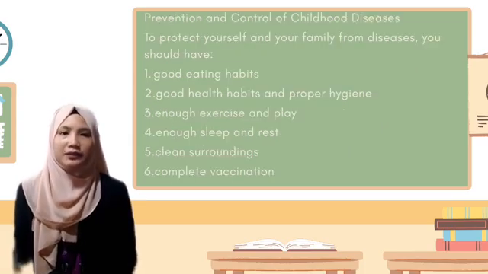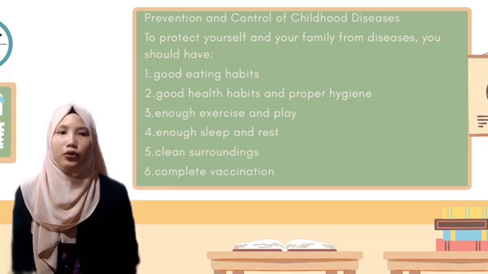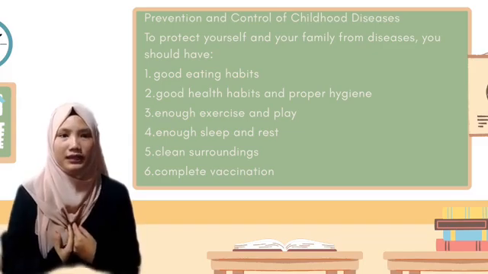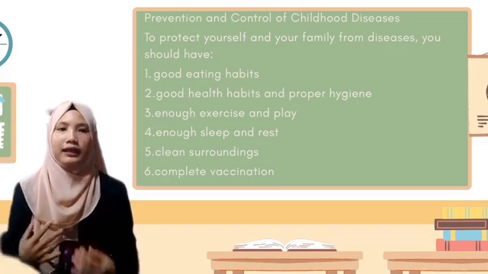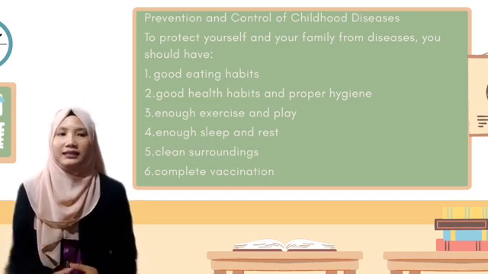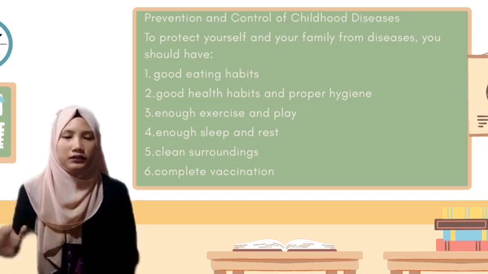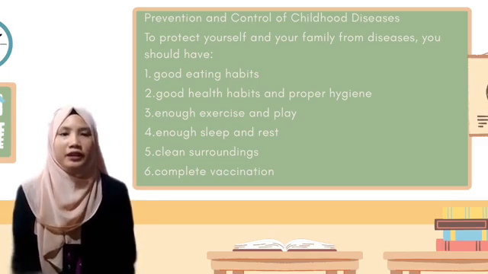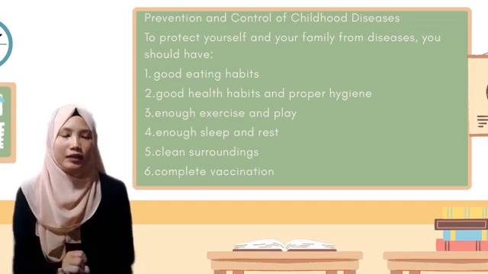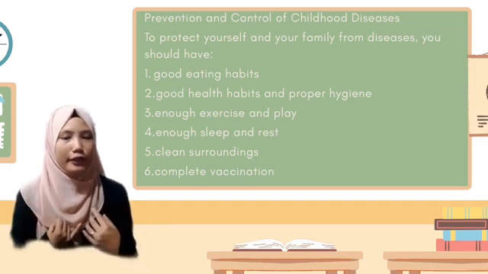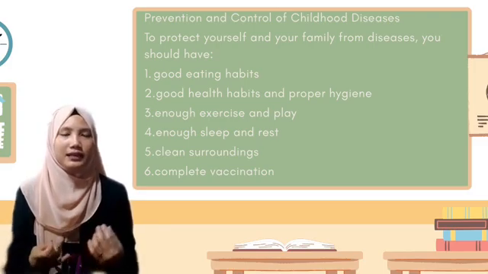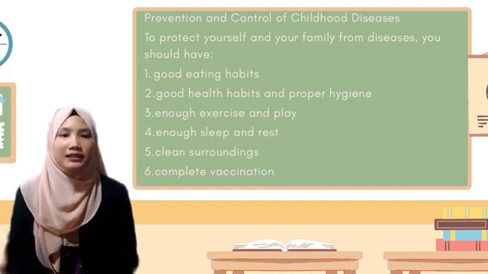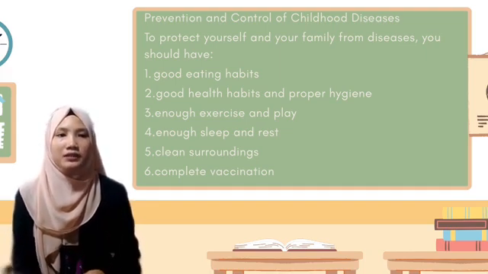So, dito naman tayo sa prevention and control of child disease. So, kailangan maprotektahan natin yung sarili natin o yung mga bata at protektahan natin yung mga pamilya natin sa mga sakit. So, paano natin ito gagawin? So, first is dapat magkaroon tayo ng good eating habits. Tulad ng sinabi ko, dapat magkaroon tayo ng good eating habits kasi nakakatulong ito para maging healthy yung katawan natin.